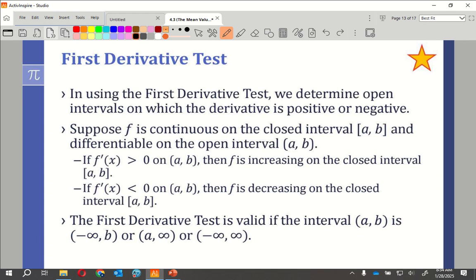Using the first derivative test, you determine open intervals on which the derivative is positive or negative. Suppose f is continuous on a closed interval a to b and differentiable on the open interval from a to b. If f prime of x is greater than 0 on the interval, f is increasing on the closed interval a to b. If f prime of x is less than 0, f is decreasing on the closed interval. And the first derivative test is valid in intervals like these: from negative infinity to b, or a to positive infinity, or from negative infinity to infinity. That's where it's going to be valid.